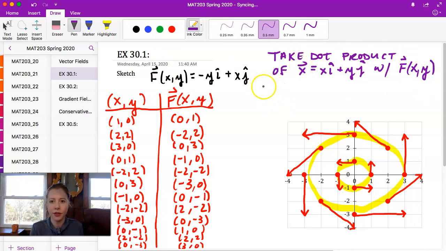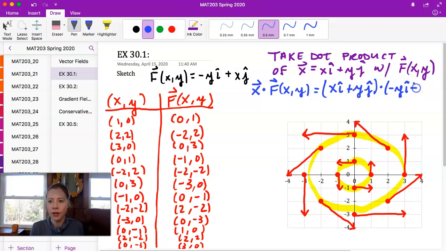Okay, so let's see what happens. Let's do x, vector x dotted with f of x and y. So this is going to give us x i hat plus y j hat, that's vector x, dotted with minus y i hat plus x j hat. And that is going to give us minus xy plus yx. Minus xy plus yx is 0.